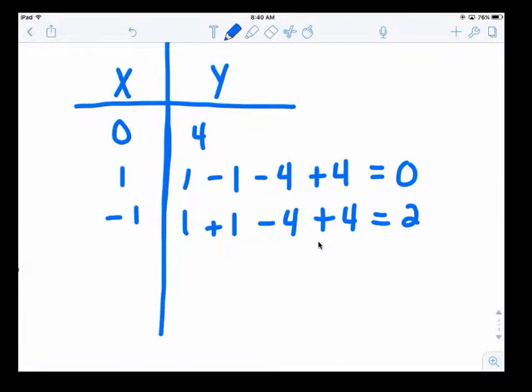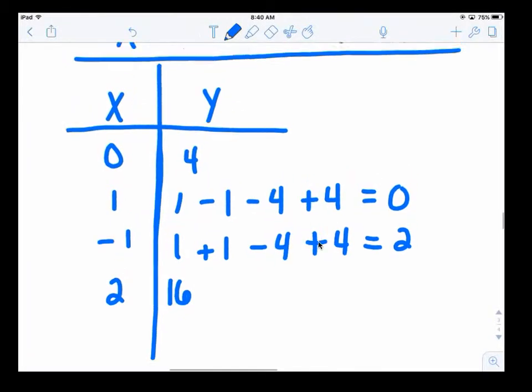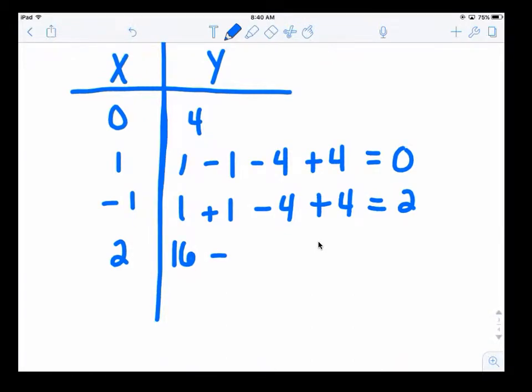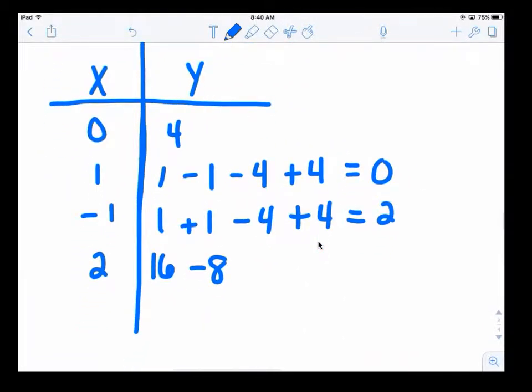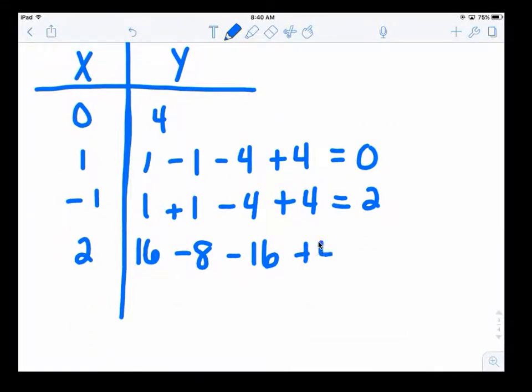I would do like 5. You plug in 2. 2 to the 4th would be what? 16. Minus x cubed, which is 8. Minus 4x squared. That's 16. 2 squared is 4 times 4 is 16. Where are you getting 64 from? All right, so the 16s cancel out, and then you got negative 8 plus 4, which is negative 4.